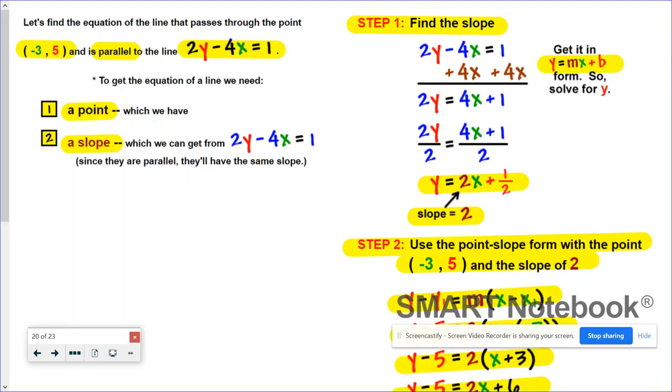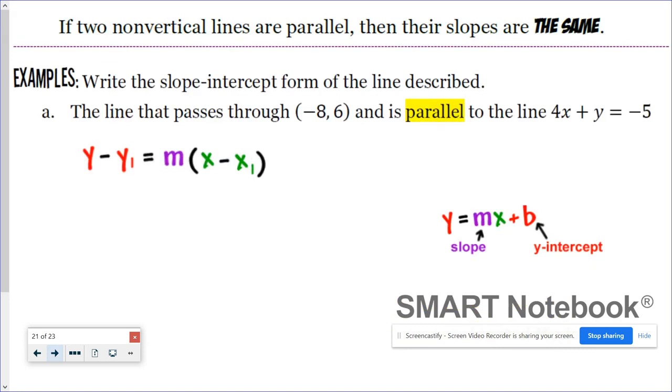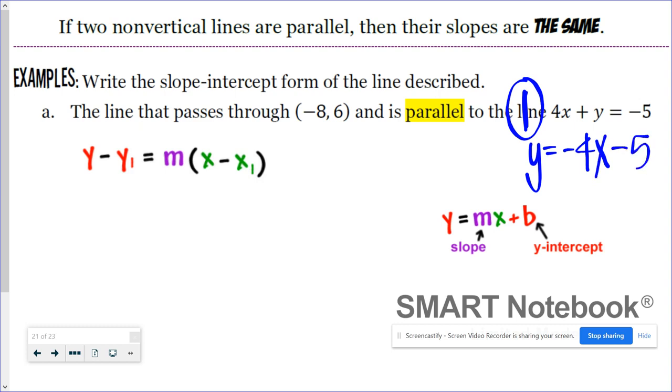So let's actually do an example together. The line that passes through the point -8, 6 and is parallel to the line 4x plus y equals -5. So I need to start by finding the slope of the given line. I've got to write it in slope-intercept form. So that's pretty easy. I simply have to subtract 4x from both sides. So I get y equals -4x minus 5.